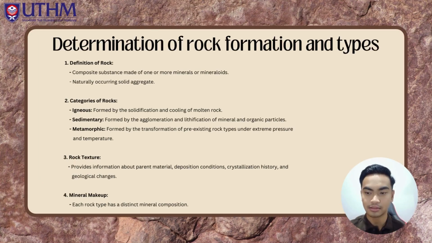Okay, so now I would like to present about data analysis and result. The first one is determination of rock formation and type. Definition of rock: a composite substance made of one or more minerals or mineraloids. Second, a naturally occurring solid aggregate.